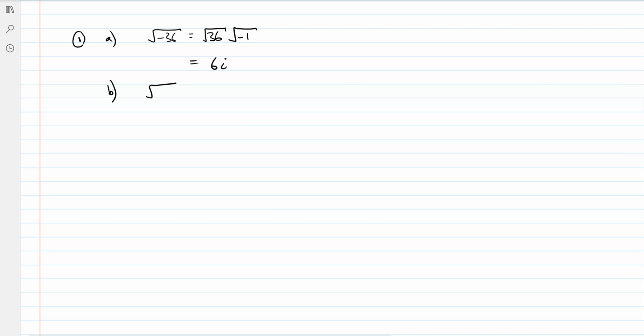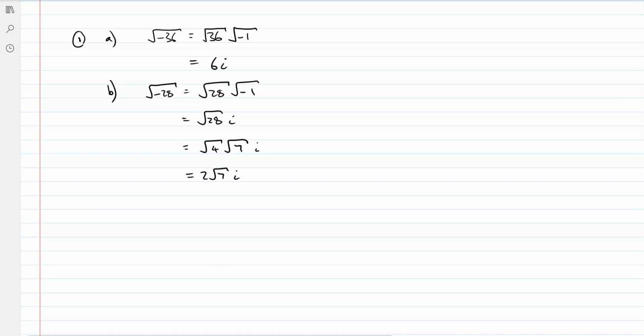Root minus 28 is the second one. Similar idea: root 28, root minus 1. The more you get used to this, hopefully when you've done this loads, which you will because you'll want to practice loads, this bit just becomes self-explanatory. As soon as you see the minus in the root, you know that there's going to be an i, or root 28 i in this case. And again, we'd always simplify surds if we can. So for root 28, you want square numbers that go into that. So 4, so root 4, root 7, root minus 1, which we've changed to i. So it's just 2 root 7 i.